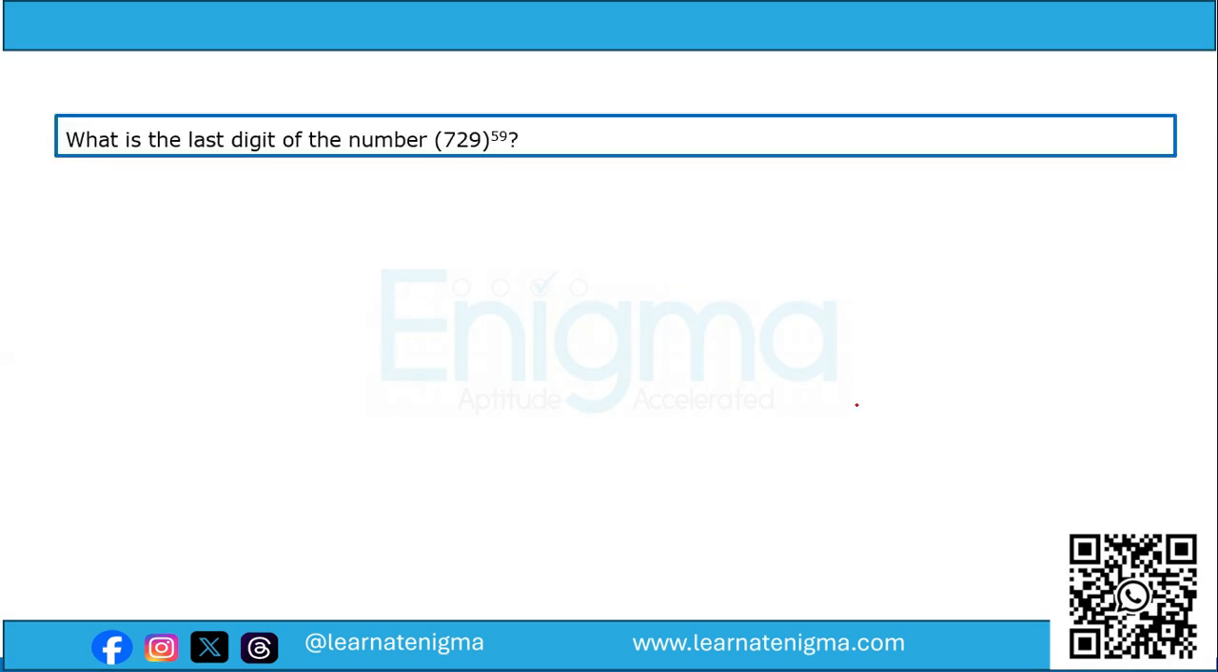What is the last digit of the number 729 raised to 59? Now this gets converted to basically 9 raised to 59, because the most important number here is the unit digit, that is 9. So basically we have to find out the last digit of 9 raised to 59.